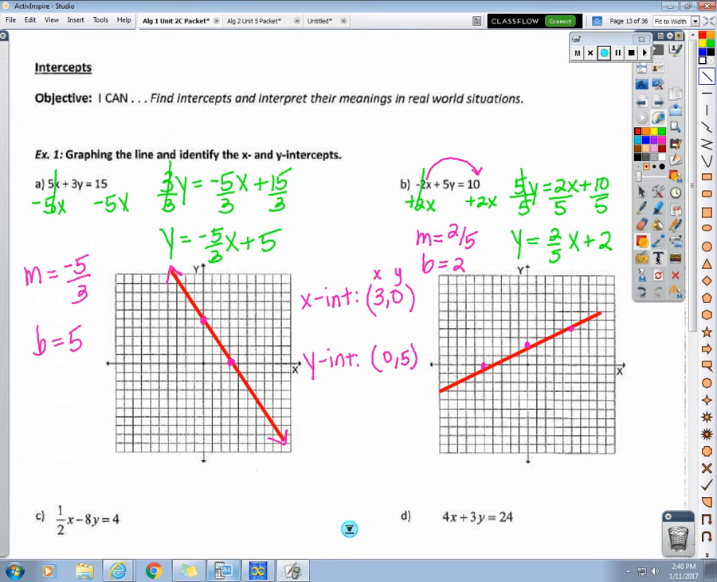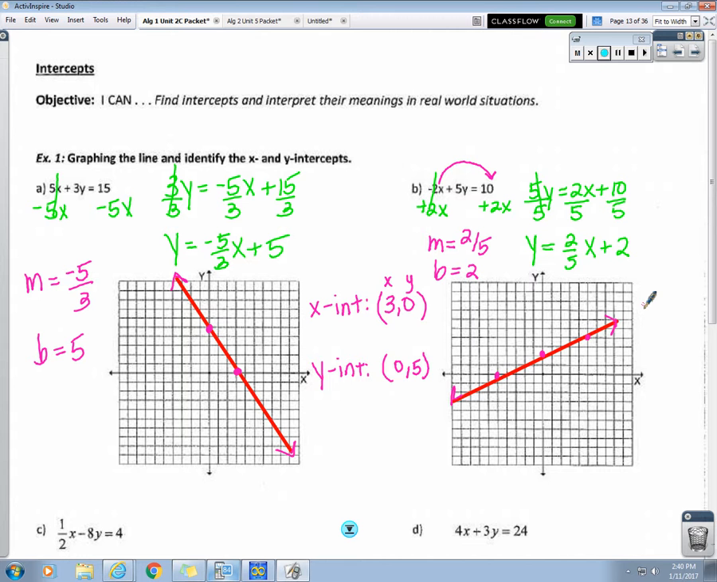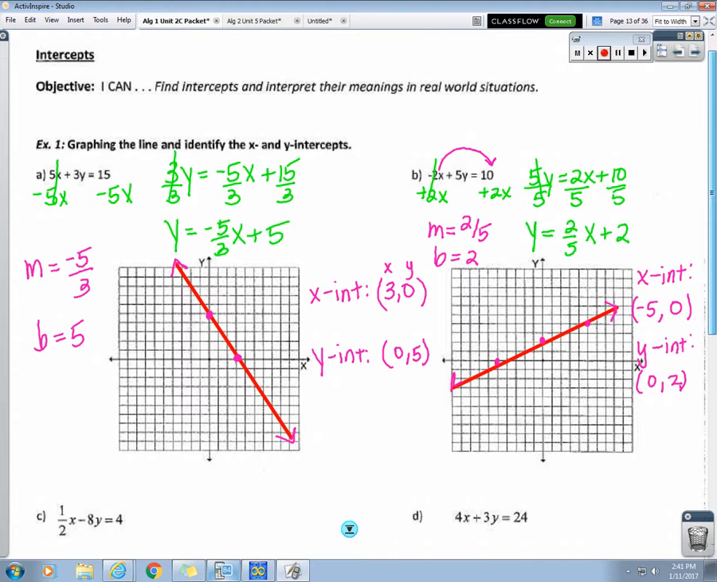Okay, so now I just write the coordinates of them. Okay, so now x-intercept. What are the coordinates of the x-intercept? Negative 5, 0. Because you have to go left 5 on the x-axis and then you don't move anywhere on the y, so it's 0. What are the coordinates of the y-intercept? 0, 2. Okay, I want you to try C and D.